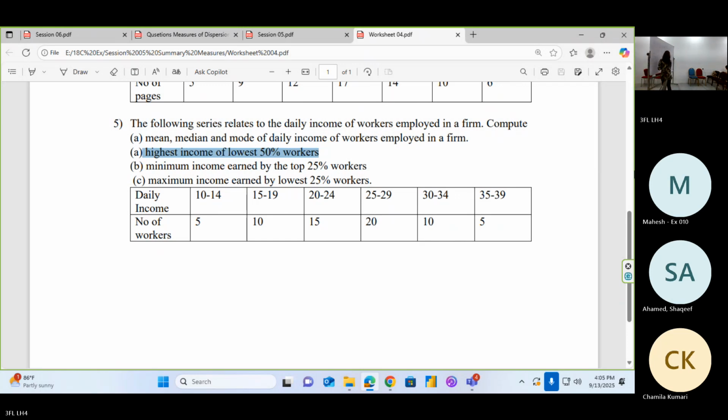19.92 is the maximum income earned by the lower 25%.